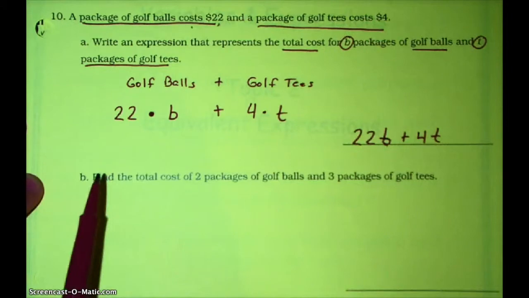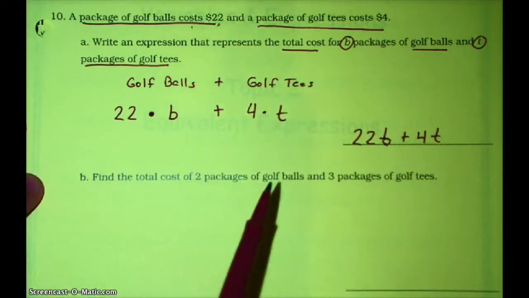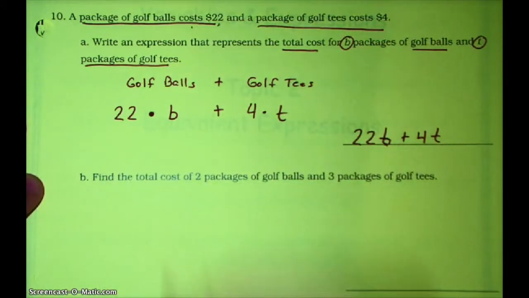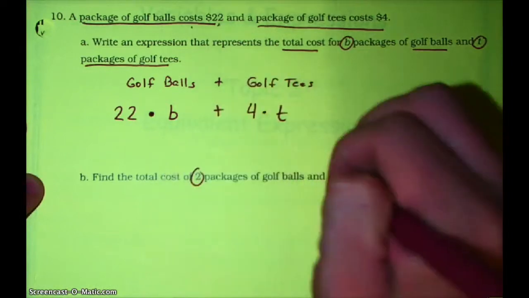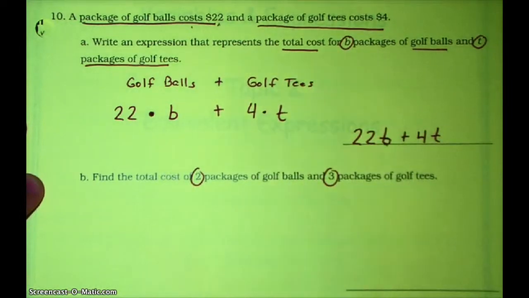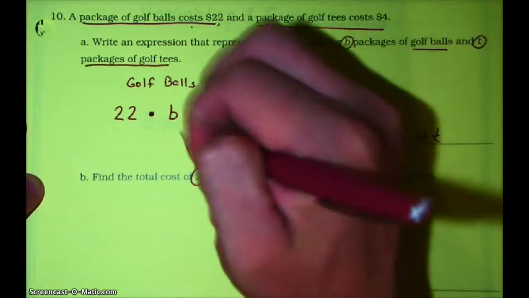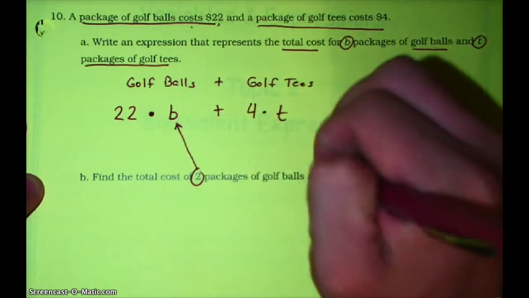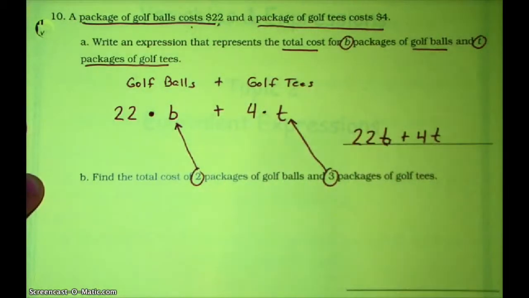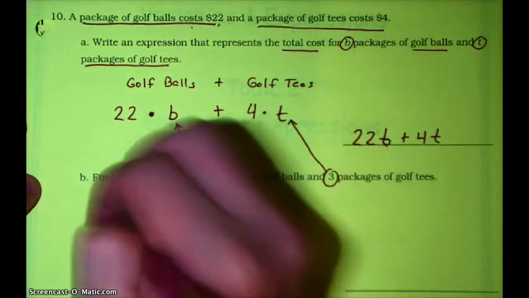Okay, part B, it says find the total cost of 2 packages of golf balls and 3 packages of golf tees. Okay, so here we go. They've now given me numbers to put in for my variables. The 2 will go in for the B, and the 3 will go in for the T. So I'll simply come down here and do some math.